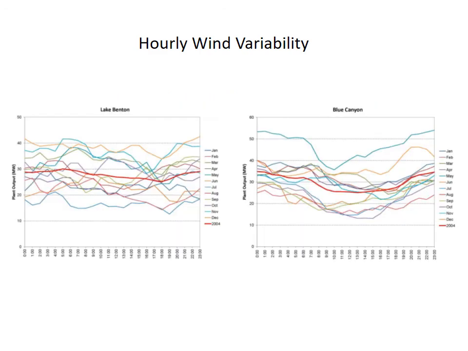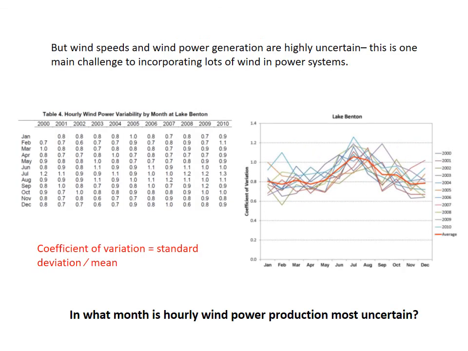And then, of course, you have hourly wind variability that can change by season as well. This just gives you an idea of how, for two different sites, each month of the year has different hourly wind variability. This figure shows coefficient of variation, which is sort of like standard deviation. It's the standard deviation divided by the mean. So this gives you an idea of how variable wind energy is during the day by season.